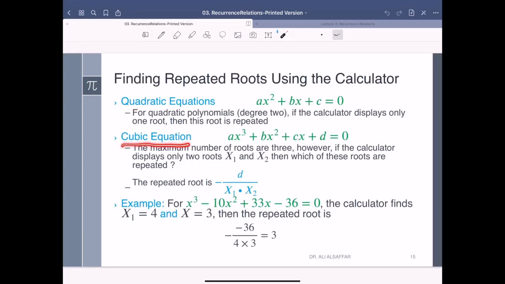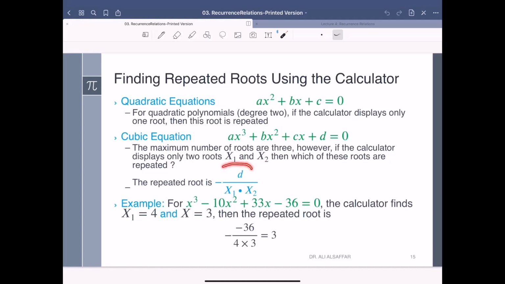Now for a cubic equation, we have 4 constants. You know that since this is a cubic, then the maximum number of roots will be 3. It cannot exceed 3. But sometimes 2 are repeated, and sometimes one of them is complex. So what if the calculator displays only 2, x1 and x2? Of course, if it displays only 1, then this is the only repeated root. So if it displays x1 and x2, which one is repeated?